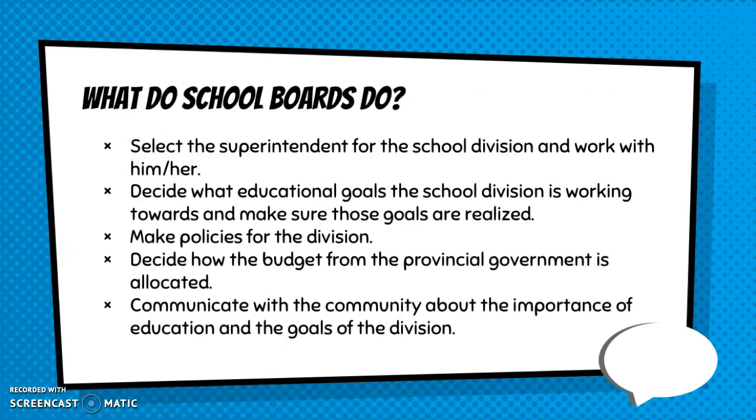So what do school boards do? Well, they select the superintendent for the school division and work with him or her. They decide what educational goals the school division is working towards and make sure those goals are realized. They make policies for the division, they decide how the budget from the provincial government is allocated, and they communicate with the community about the importance of education and the goals of the division.